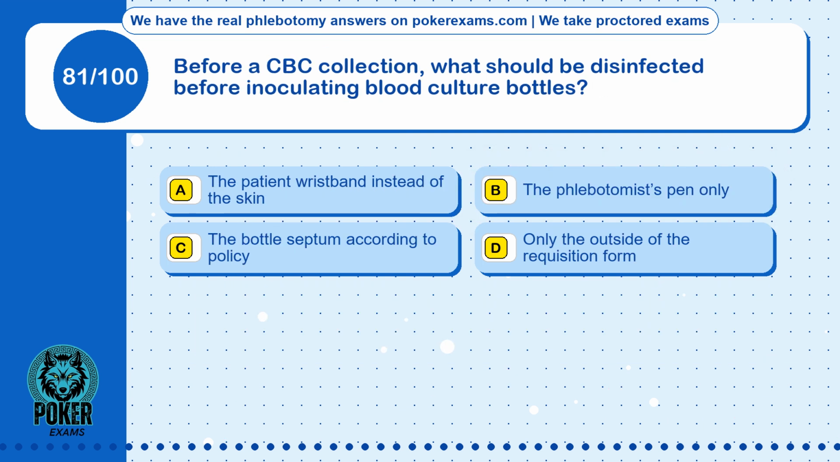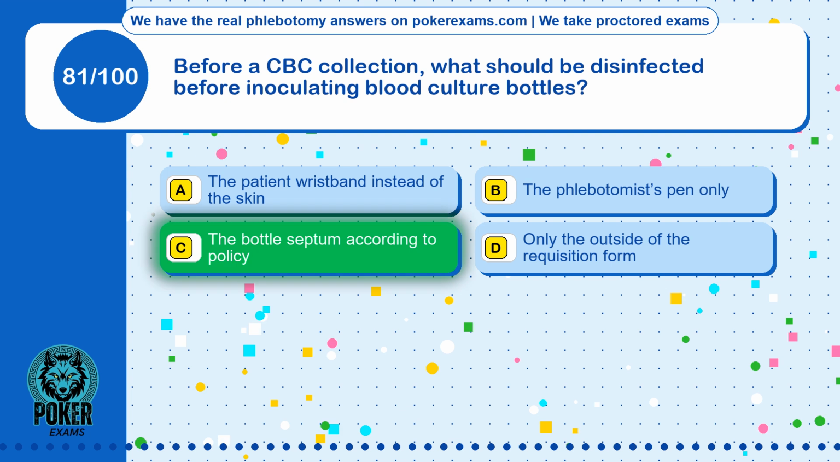Question 81. Before a CBC collection, what should be disinfected before inoculating blood culture bottles? Option A. The patient wristband instead of the skin. Option B. The phlebotomist's pen only. Option C. The bottle septum according to policy. Option D. Only the outside of the requisition form.